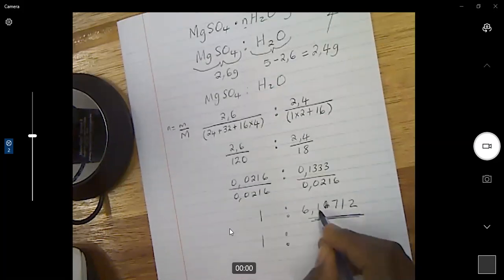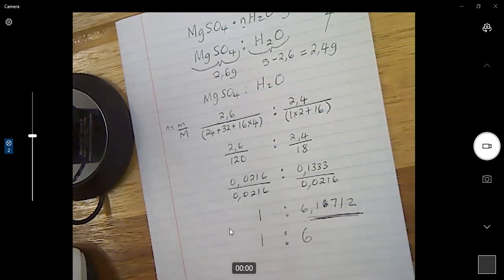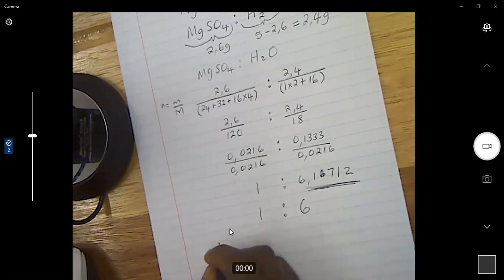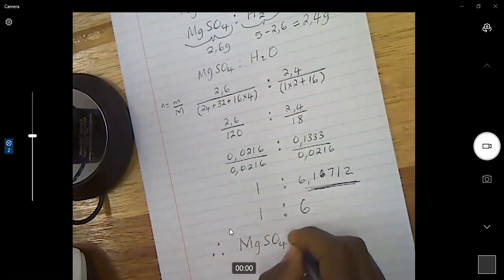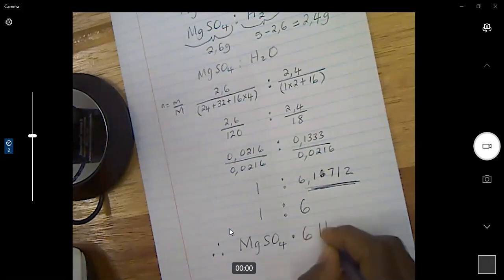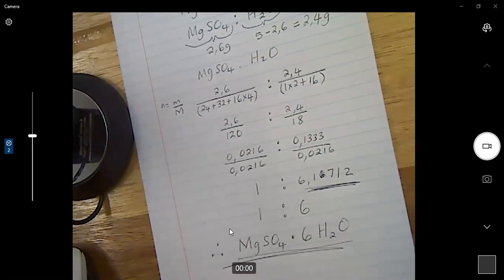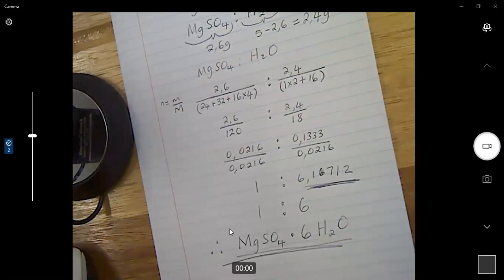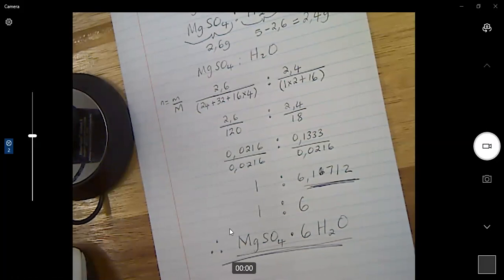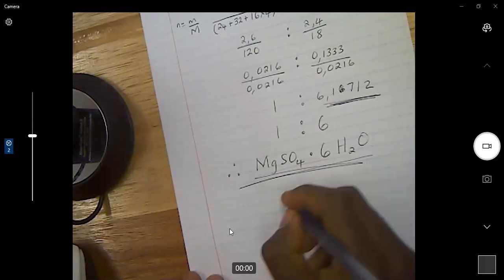Right, so you look at the digit here to the nearest whole number, that becomes a 6. So your ratio is 1:6. Therefore, your final answer becomes MgSO4.6H2O. But have we answered the question here? No. The question says how many water molecules? It didn't say how many moles of water. What's the difference? We're going to go a step further.